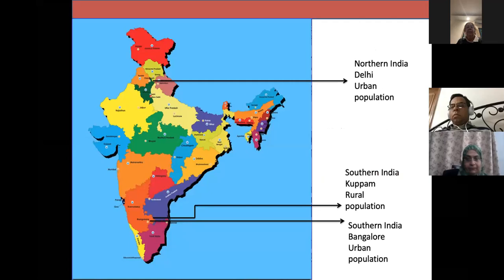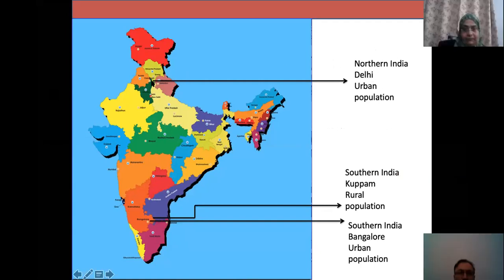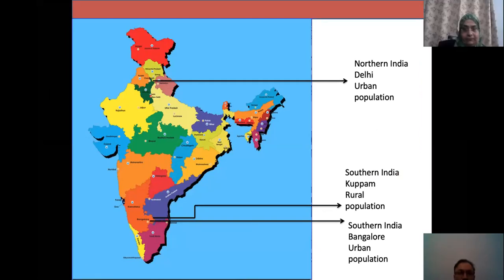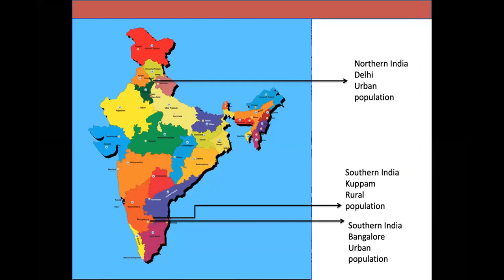Initially, the project started at 3 locations. One was Delhi, in northern India. Delhi was the center, and the population was the urban population. But Delhi being a metropolitan city and the capital of the country, there is a wide cross-section of population. We have elitist small clusters, and we have urban slums also. So the spread of the population was very wide.